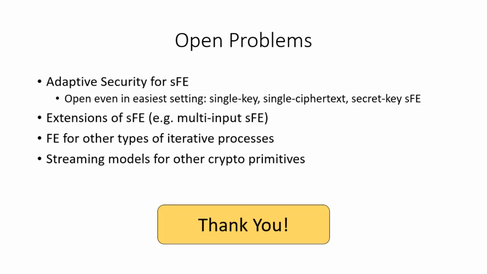The question was, going back to the example where I talked about the majority, it seems that you're leaking more than regular functional encryption because you're outputting the majority at every step.